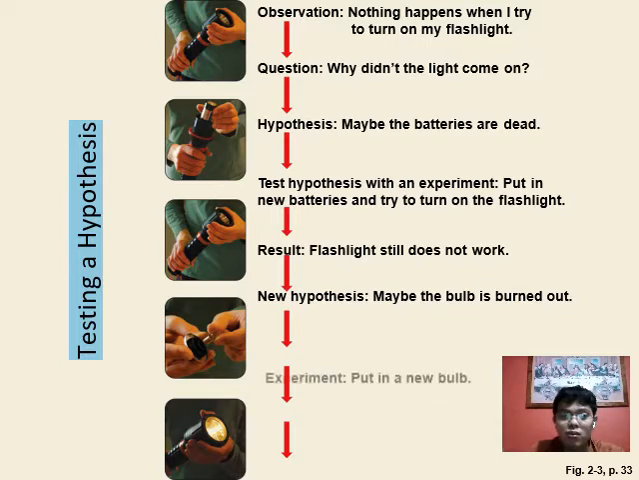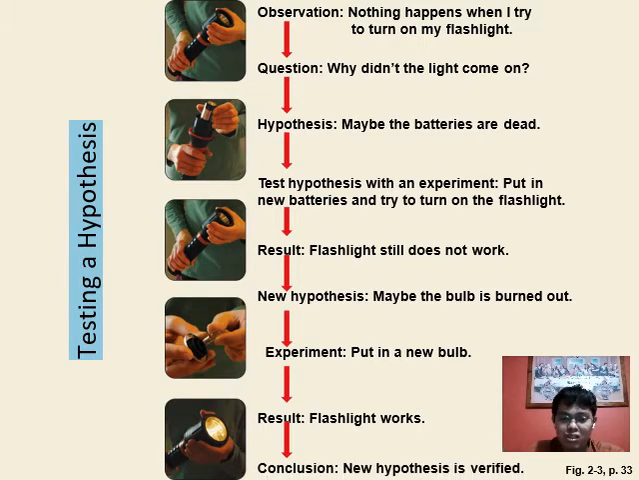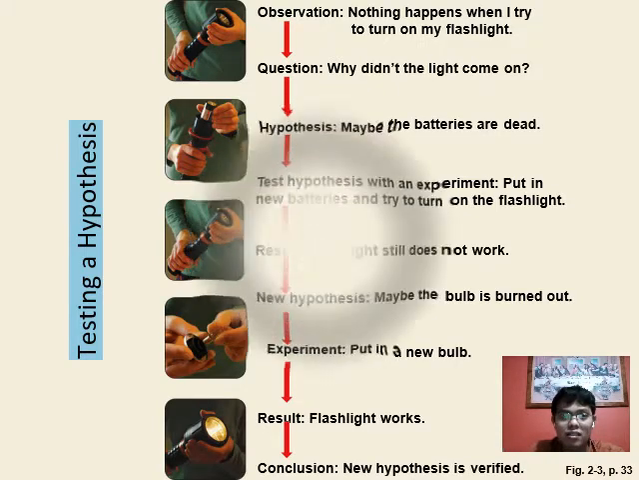So we need to test that as well. So we put in a new bulb. And the result was the flashlight works. So in conclusion, the new hypothesis is verified. This is the reason why the flashlight is not turning on. So we've arrived at a conclusion. So that's an example of testing the hypothesis.